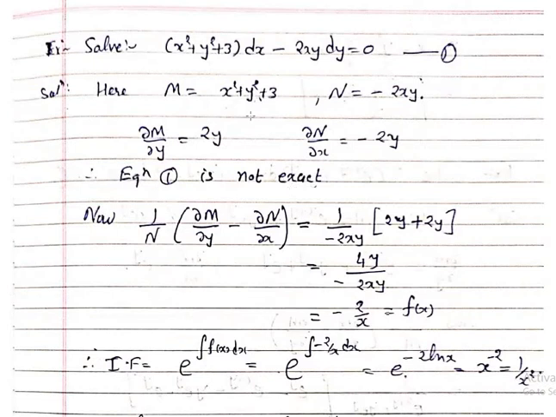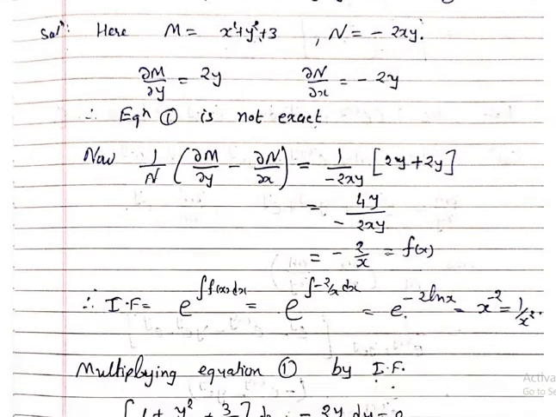Now it is not exact, as well as it is not homogeneous, as well as it is not a function of xy. So case 1 and 2 are not applicable. Now we are going on to case 3 or case 4. First I am going to check out case 4, as we have N is equal to minus 2xy. So I am starting with 1 upon N (del M by del y minus del N by del x).